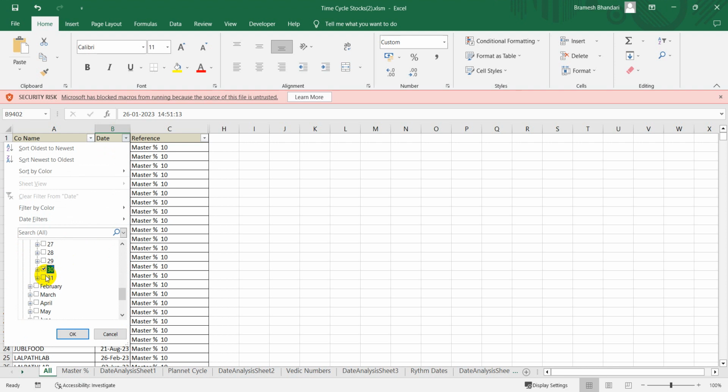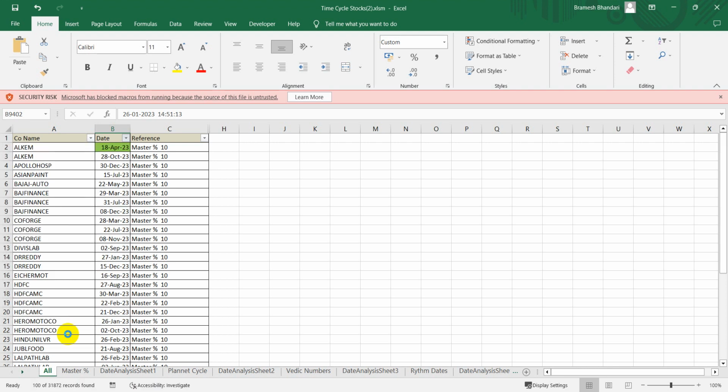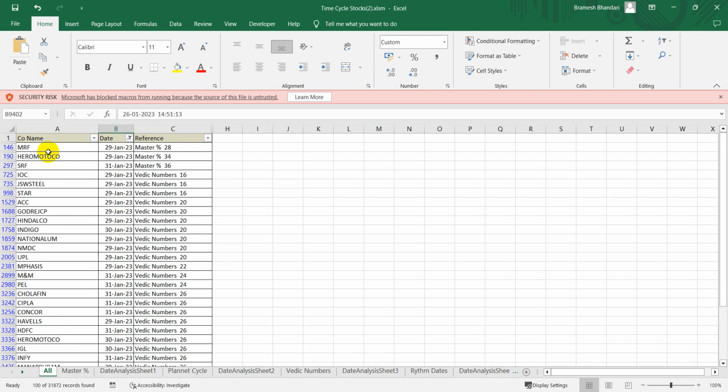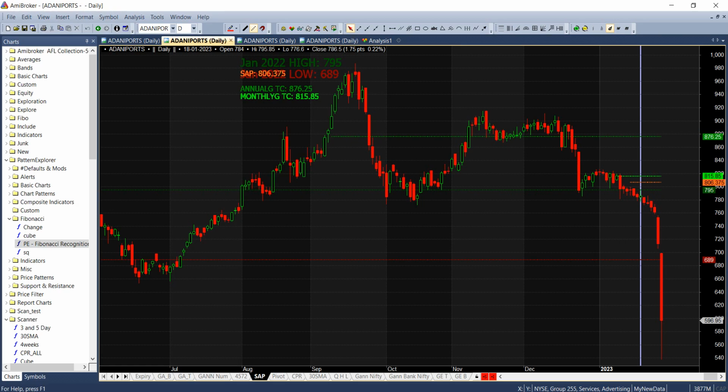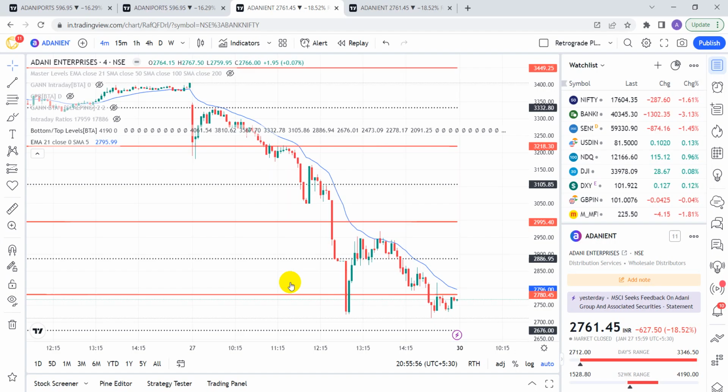So 30th, 31st, and 29th. What are the stocks coming? These are a lot of stocks: MRF, Hero Moto, JSW Steel, Star C, ACC is also there. So what is the level which I can watch out for ACC? Let me just show you using that indicator how we can generate it. So let me open the chart of ACC here.